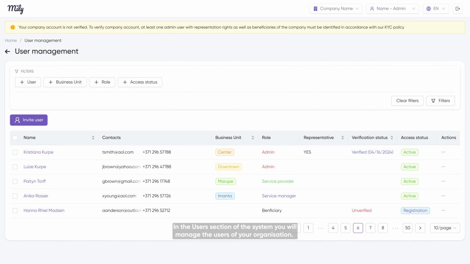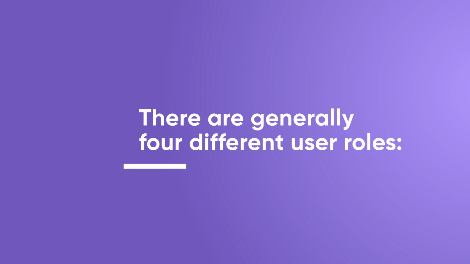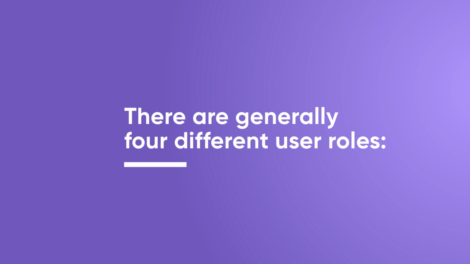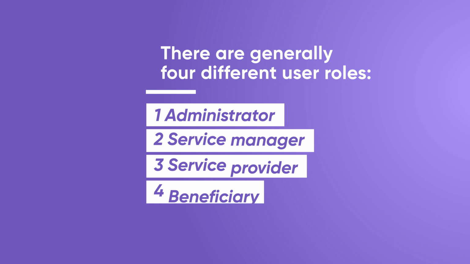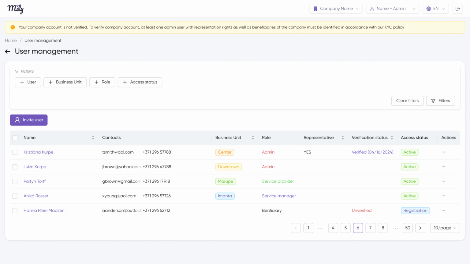In the Users section of the system, you will manage the users of your organization. Before we demonstrate how to add and manage your users, it's important to explain the different types of user roles, their designation and permissions. There are generally 4 different user roles: administrator, service manager, service provider, beneficiary. Let's find out about each separately.